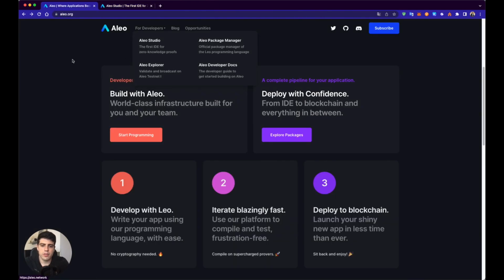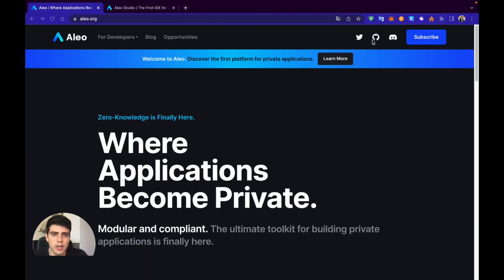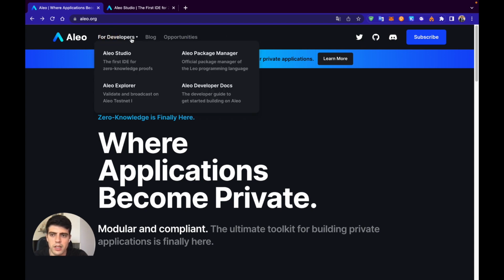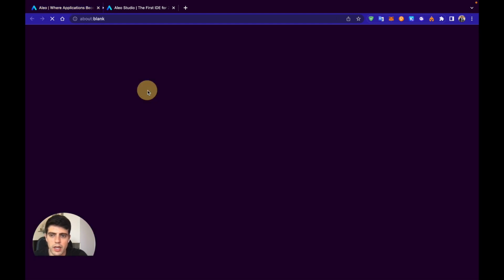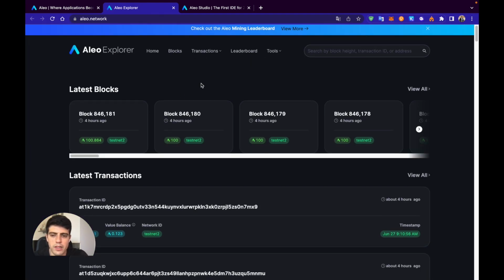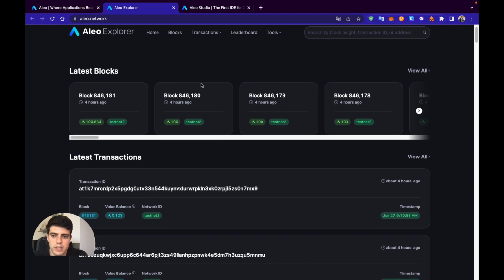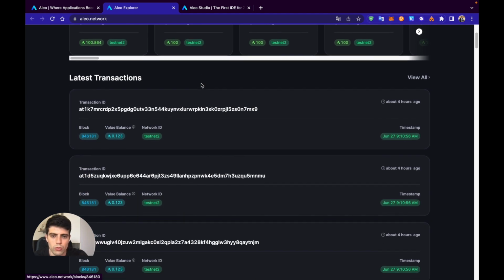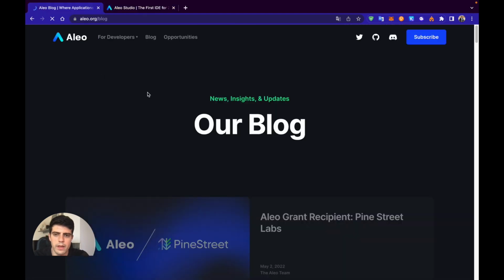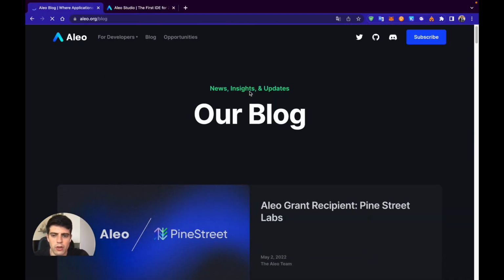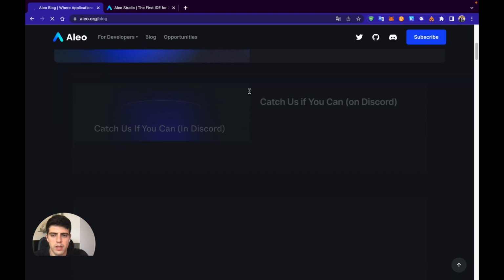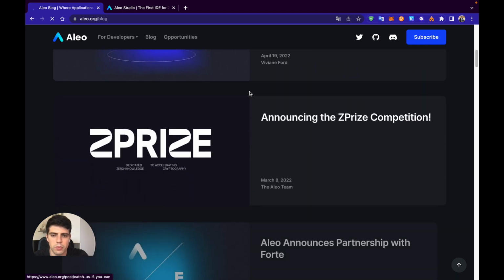While familiarizing ourselves with the ALEO project, we should check their website. Here on the right side we can follow different social media of the ALEO network. Additionally, we can click on developers. We already talked about ALEO Studio. Let's check out the ALEO Explorer, where we can find different highlights about the ALEO testnet and all the metrics that we need to know. Additionally, we can check out the blog of ALEO and see all of their news and updates and catch up with the latest news of the project.